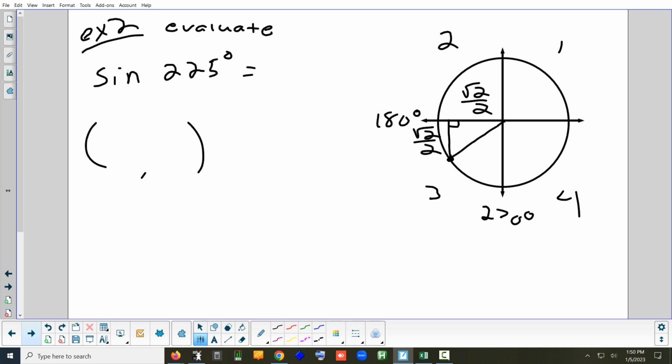So Ryan, what's going to be my coordinate for 225? It's negative square root 2 over 2, negative square root 2 over 2. So they're both negative. Okay, and what's the definition of sine?